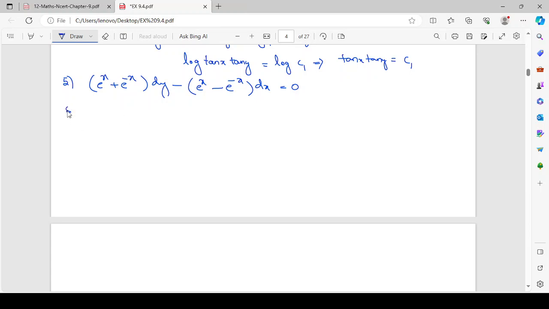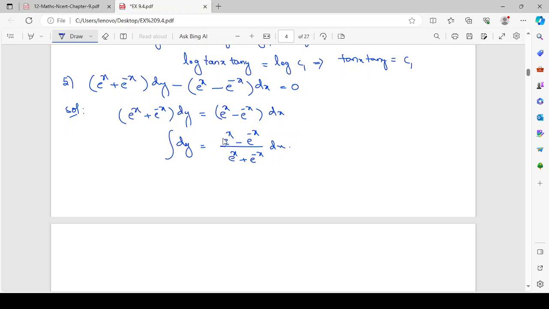So I am going to separate the variables by first of all writing the given equation in this format. This is equal to e^x minus, if I send this term to the right hand side, we will get this one. Now, this is the function in x, right? So we will move it to the right hand side. So dy equals (e^x - e^-x) upon (e^x + e^-x) dx. Now, the variables are separated.